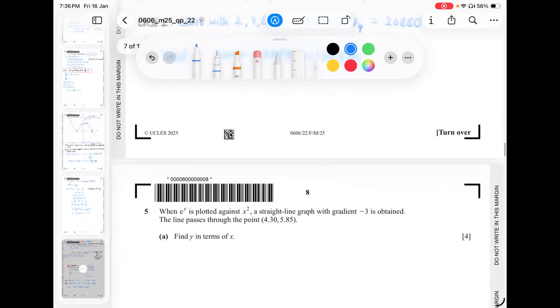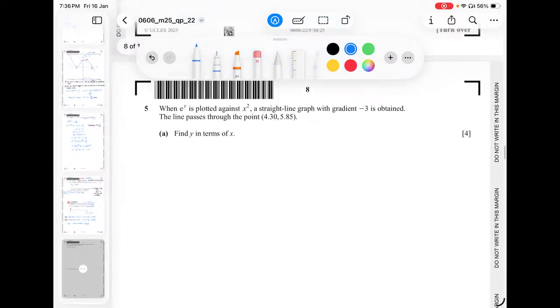So let's move on to question 5. When e to the power y is plotted against x squared, a straight line graph with gradient -3 is obtained. The line passes through the point. We have the coordinates of the point. Find y in terms of x.